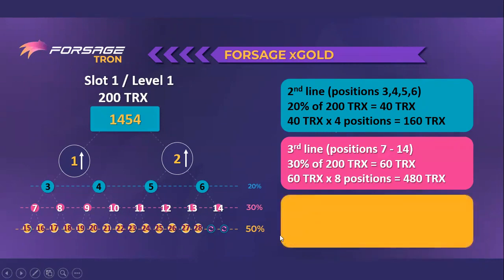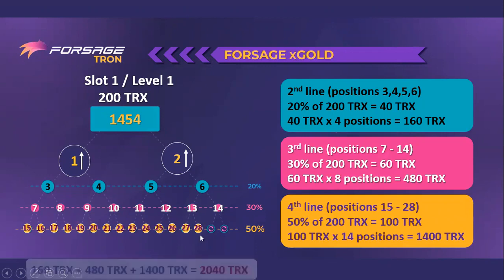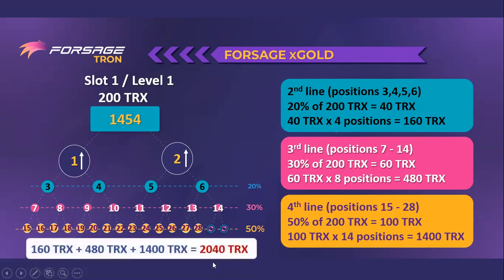Now for the fourth line, this is the exciting part. Fourth line, positions 15 to 28. That goes directly to my wallet. 50% of 200 Tronics is 100 Tronics. And if I would earn 100 Tronics for all the 14 positions, that means I would get 1,400 Tronics total. If we total 160, 480, and 1,400, then in my wallet, I would get 2,040 Tronics.